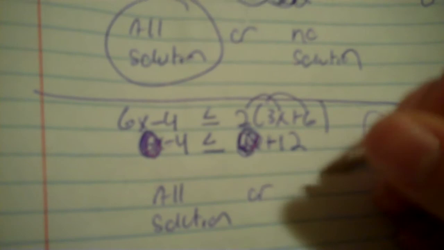Okay, and then last one, 6x minus 4 less than or equal to 2 times the quantity 3x plus 6. So we apply the distributive property on the right side. So 2 times 3x is 6x, 2 times 6 is 12, and over here we have 6x minus 4. Again, we have x's on opposite sides, but they're the same. 6x, 6x, both positive. You can eliminate them. You can get rid of your number line then, and it's all solution or no solution. Okay, positive 12 is bigger than negative 4, and the sign is opening up towards positive 12, so that's an all solution.